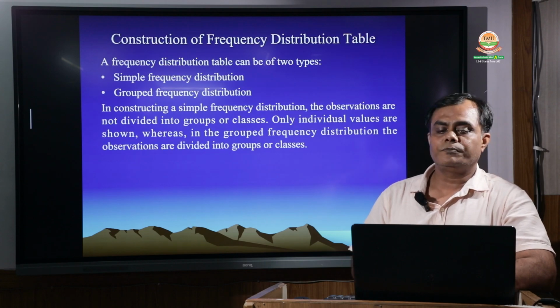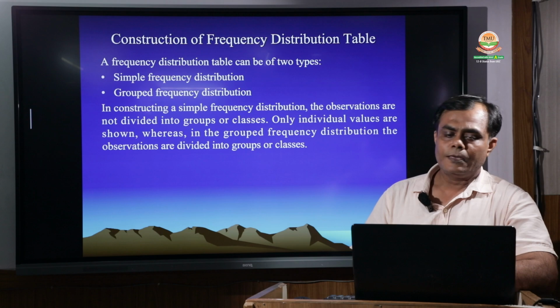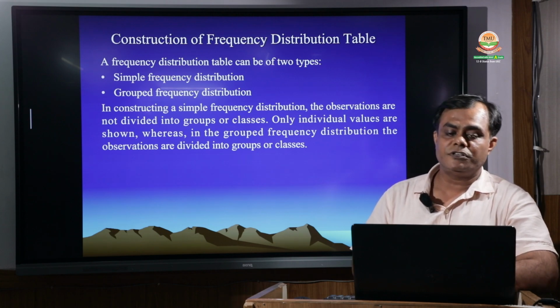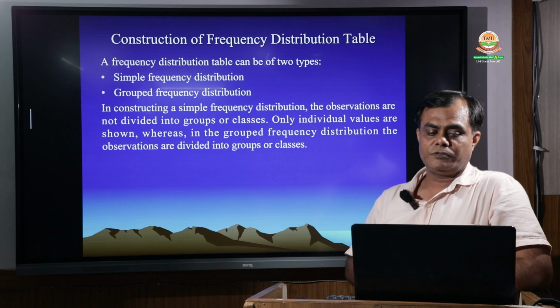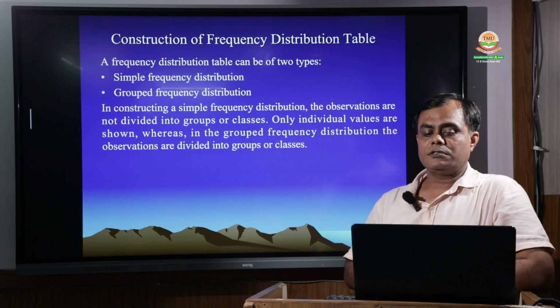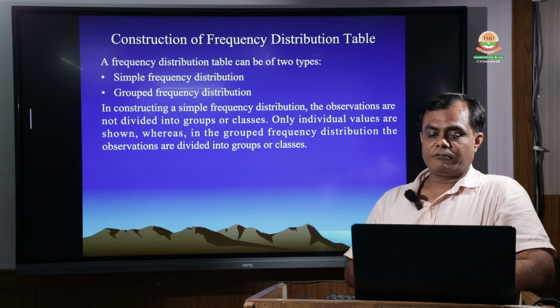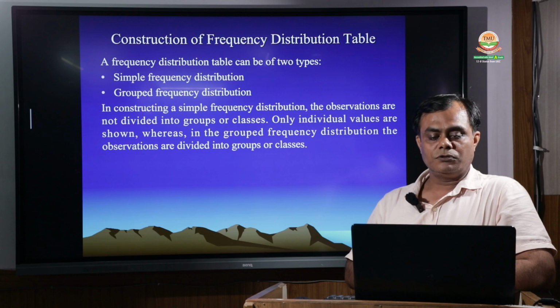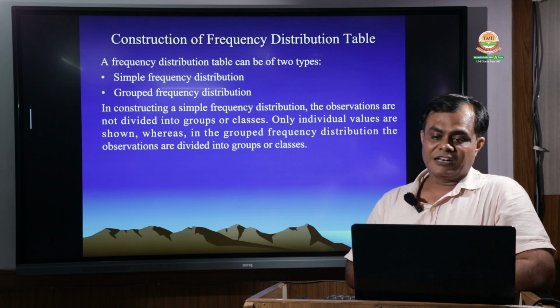So, construction of the frequency distribution table. A frequency distribution table can be of two types: simple frequency distribution and group frequency distribution. In constructing a simple frequency distribution, the observations are not divided into groups or classes. Only individual values are shown, whereas in the group frequency distribution, the observations are divided into groups or classes.